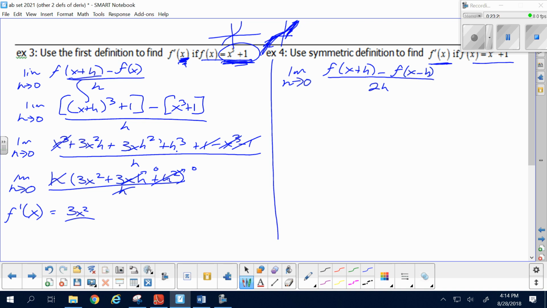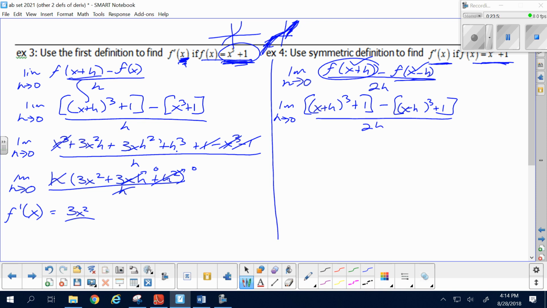If I use the specific function, the limit as h goes to 0 of f of x plus h. Here's the function. It says cube it, add 1. In this case, they're putting in x plus h. That part is done. Now I need to do f of x minus h. Well, if the function is cube it, add 1, in this case I'm adding x minus h, then that's that part, all over 2h. Just like over here, I need to do some cubic expansion. X plus h cubed is x cubed plus 3x squared h plus 3xh squared plus h cubed plus 1.